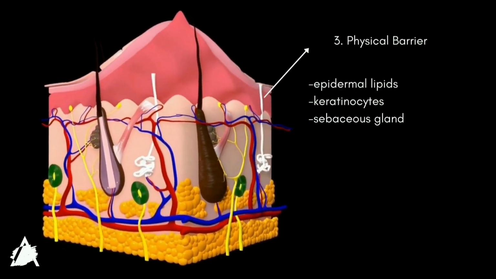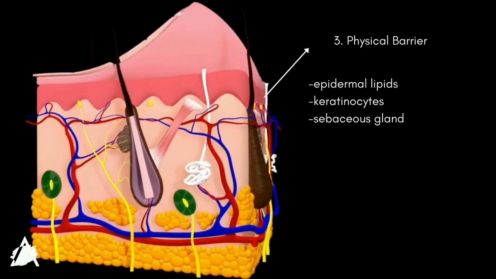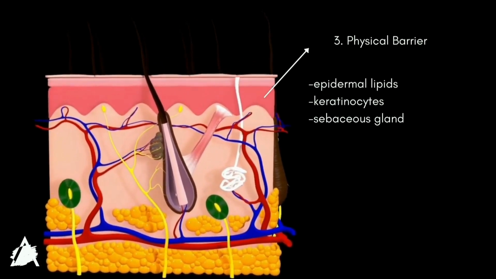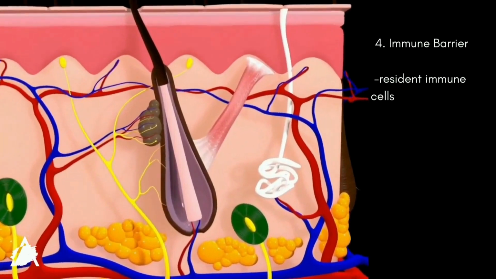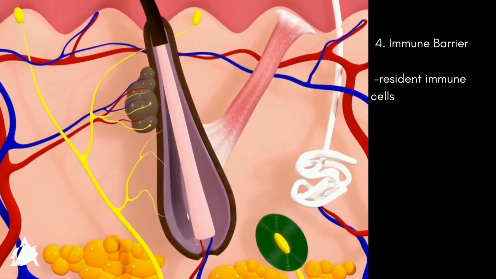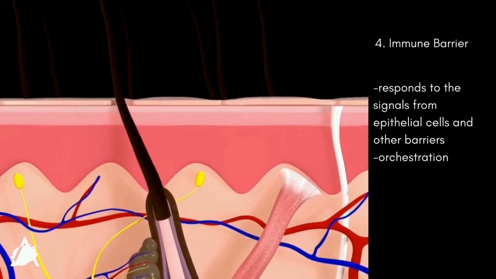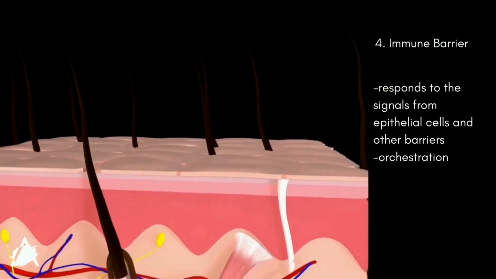The third one is the physical barrier that produces epidermal lipids and contributes to chemical barrier function with the help of keratinocytes in the sebaceous gland. The immune barrier is the final part of the skin barrier that comprises resident immune cells populating the physical barrier. The immune barrier responds to the signals derived from epithelial cells and from other barriers to secrete signals to orchestrate the scalp.